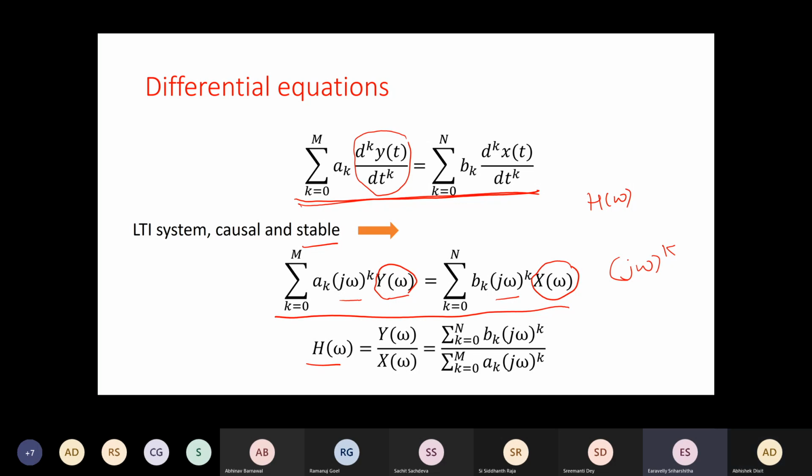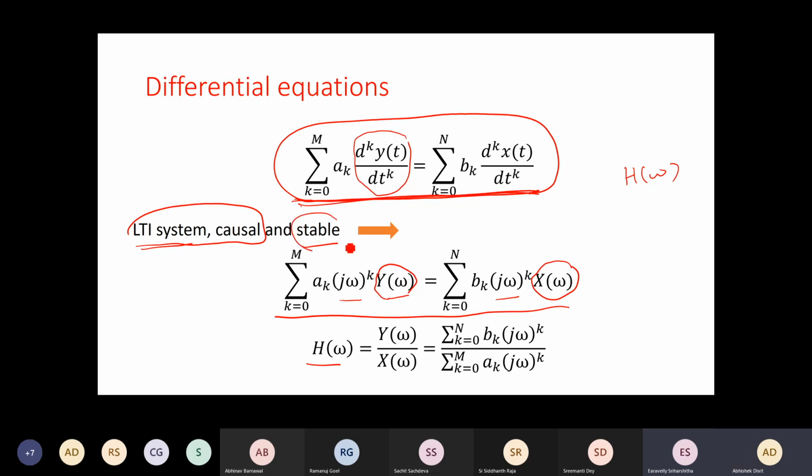Is the frequency response always Y(omega) by X(omega), or is there some catch? So it should satisfy these three conditions. No, not at all. If the system is linear time invariant, then it will have H of omega, but causality is not required. Causality is only required if you want to express that LTI system in terms of differential equations. So I'm asking you a different question. If you have a linear time invariant and causal system, then this thing makes sense. If you have linear time invariant, causal and stable, then this thing makes sense.